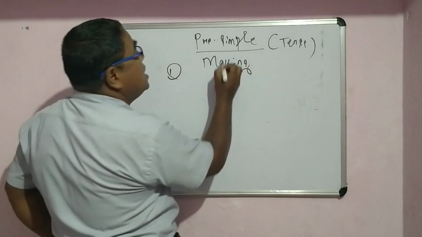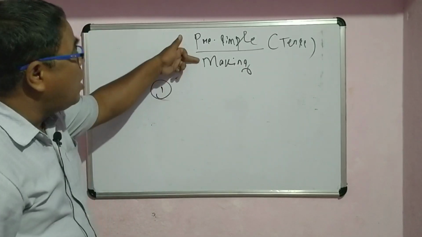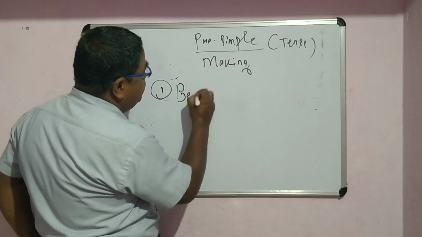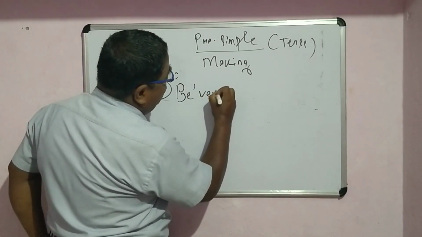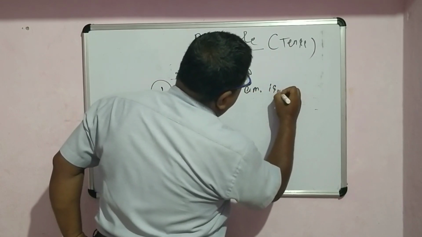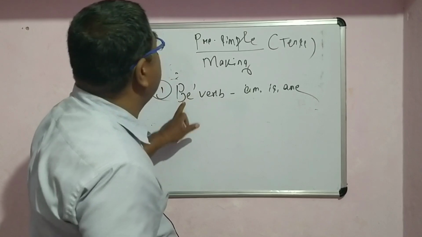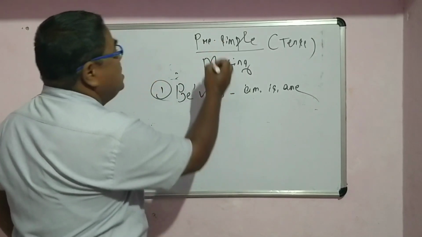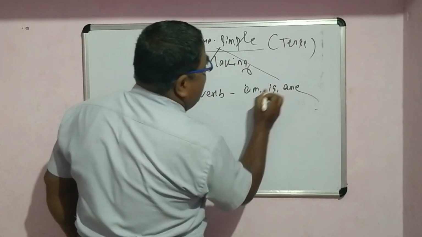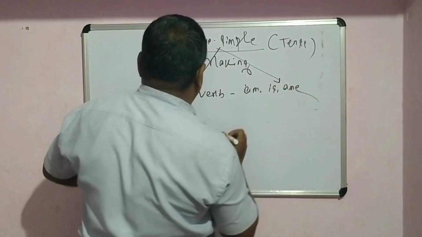So far as the making of a present simple is concerned, you have three forms of making the present simple. Number one, be verb. From the be verb, present simple is am, is, and are. These are the three forms of a be verb of a present simple. That means if the present simple refers to be verb, you have the present simple as am, is, are.